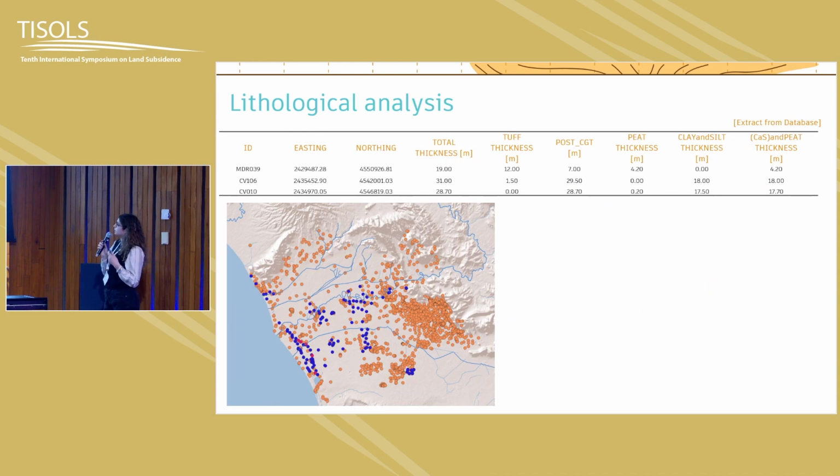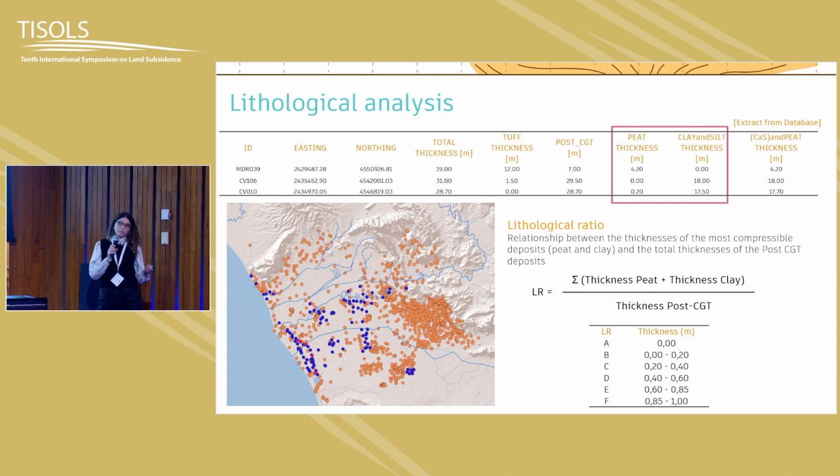We also took into account the thicknesses of the different layers, and we put everything in a database, and we focused on the more compressible layers, so peat, clay, and silt. To better understand their role in the variability of the subsidence, we made up a parameter that we called the lithological ratio, that is useful to understand the relationship between the thicknesses of the most compressible layers and the total thickness of the post-tuff deposits, so the Holocene deposits. We also made some classes to use for the future analysis.